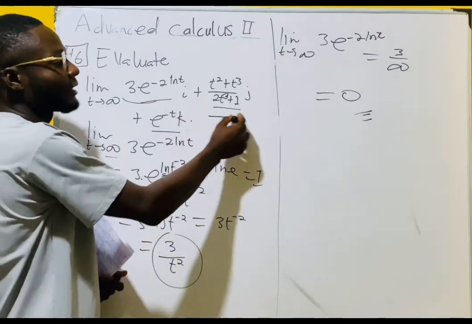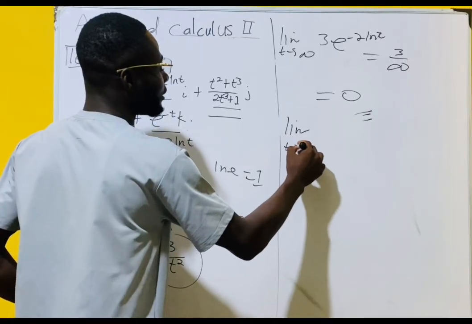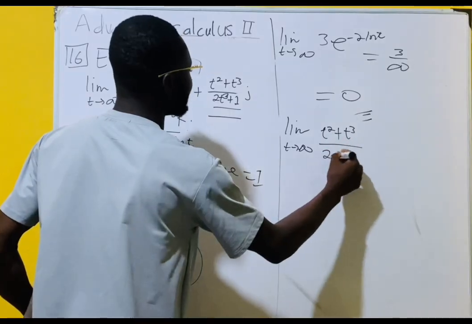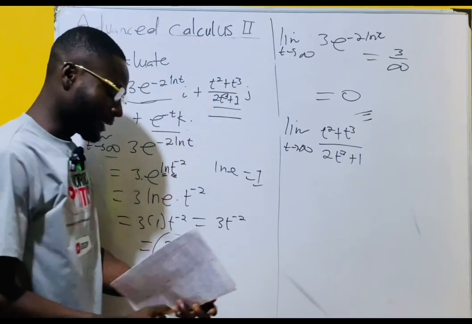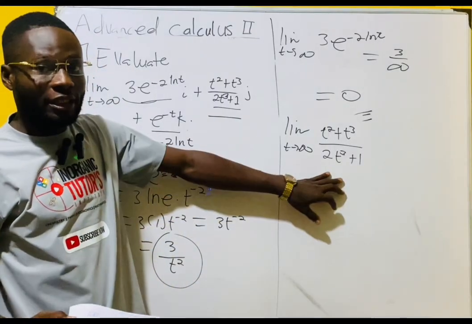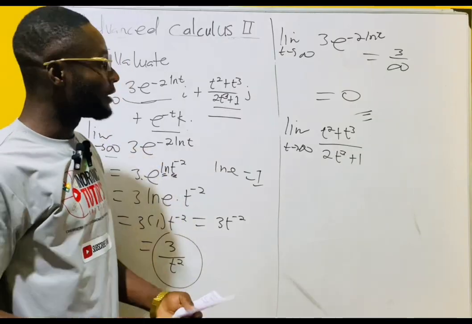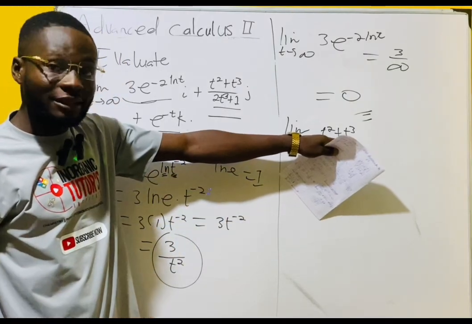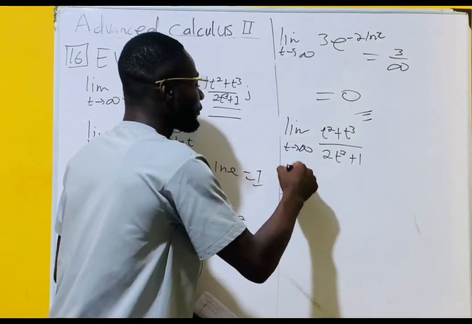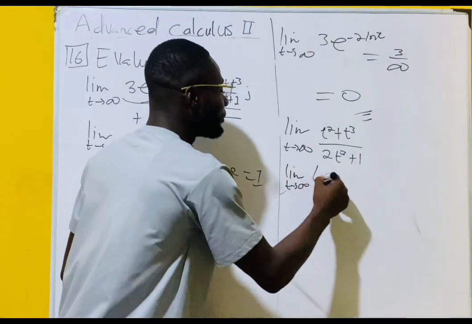Now we have to consider the second part, which is the limit as t approaches infinity of (t squared plus t cubed) over (2t cubed plus 1). With this, we have to do some algebraic manipulation, right? So we can say that we are factoring t to the 3 out. When we do that, we're going to have the limit as t approaches infinity, t cubed out.